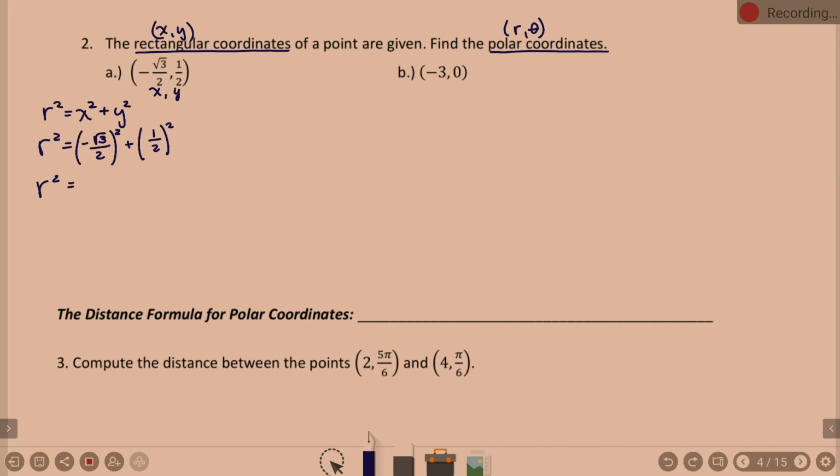Negative square root of 3 over 2, quantity squared. A negative squared is going to be positive. When you square square root of 3, you're going to get 3, and 2 squared on the bottom is 4. So 3/4 plus, what's 1/2 squared? 1/4. 3/4 plus 1/4 is 4/4, or 1. If r squared is 1, what is r? Officially, it is plus or minus 1.